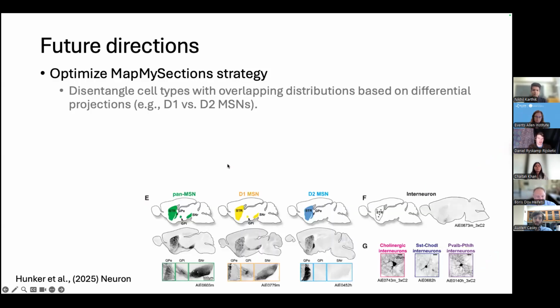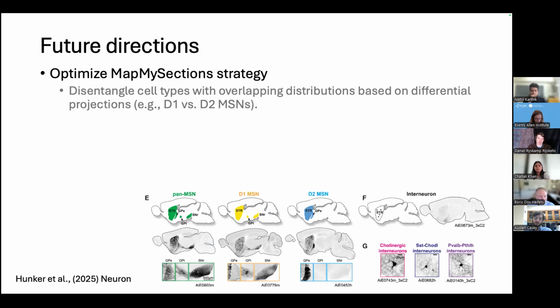And so for future directions, we want to optimize further our MapMySection strategy. One of the limitations with our approach is that when there are cell types with overlapping distributions, like D1 versus D2 medium spiny neurons, which are intermingled within the striatum, we want to be able to distinguish them. We think we can use their known projection patterns to basically filter with an additional step.